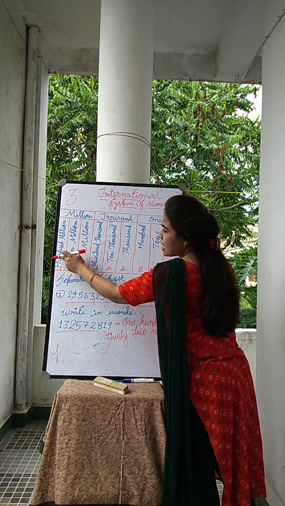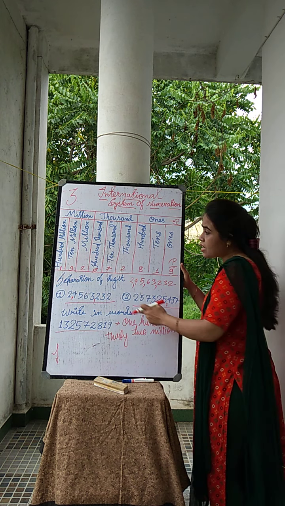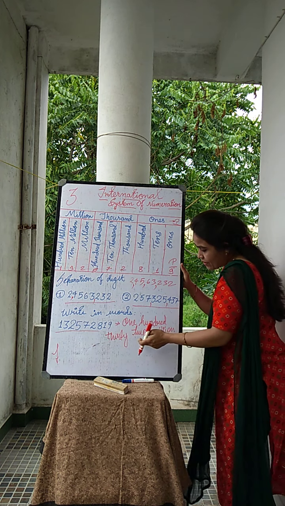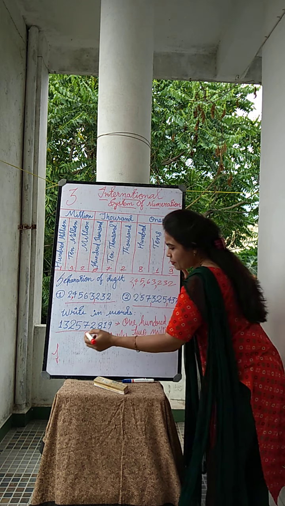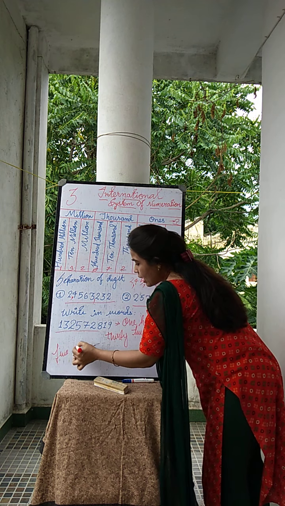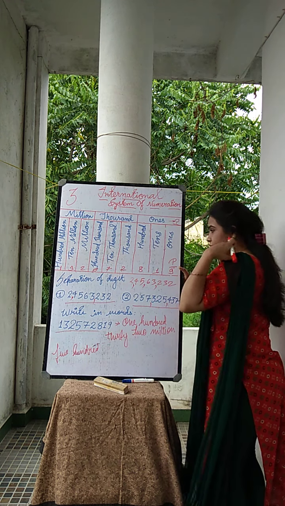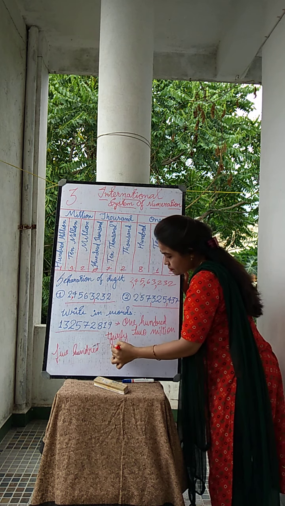One is at which place? Hundreds place. So for that we are writing 100. Okay students, and 32 is at which place? Million place. For that we are writing 32 million. Now the 5 is at which place? Hundreds place. So 500. Now 572,000.